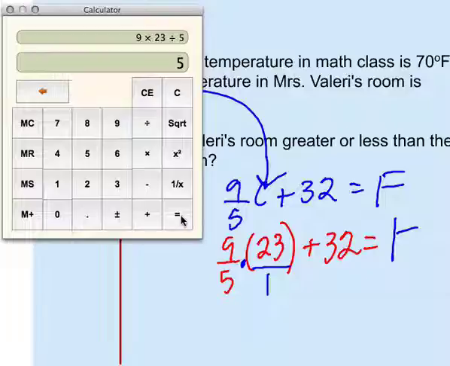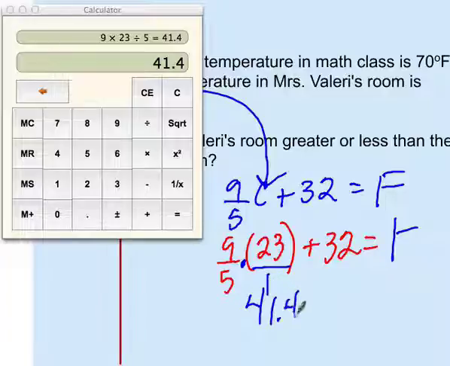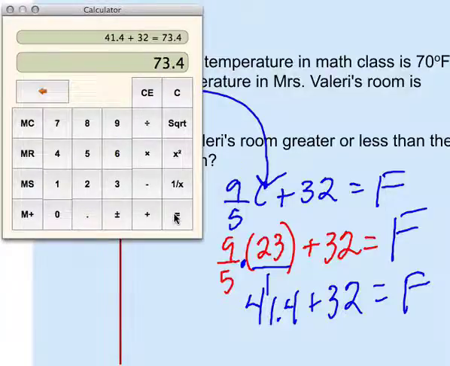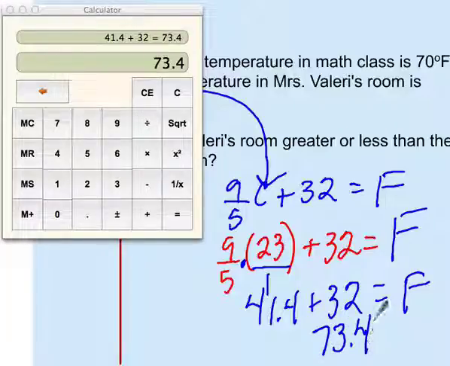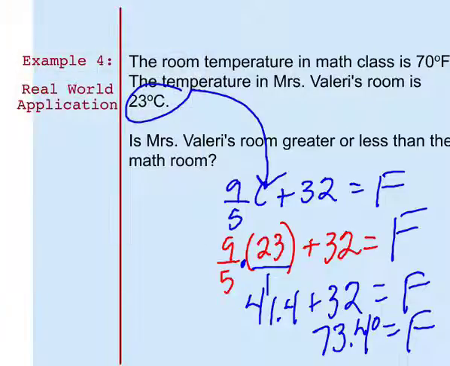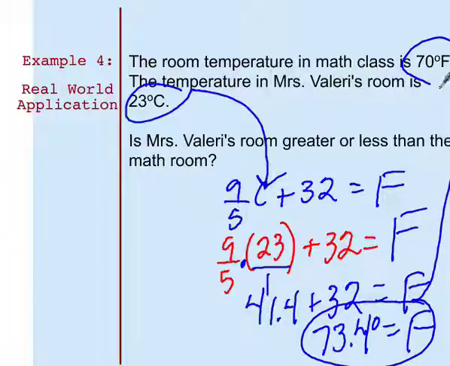Equals. And then I'm going to write that down. 41.4 plus 32 is Fahrenheit. I still have it on my calculator, so I'm going to add 32 to it. And I get 73.4 degrees Fahrenheit. Is her room greater or less than? It is greater, or warmer, than the 70 degrees.